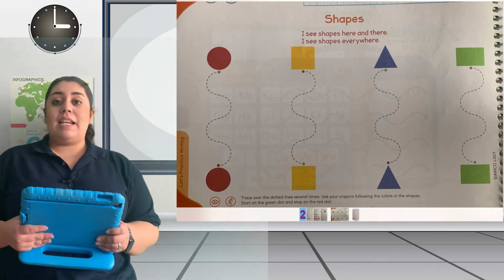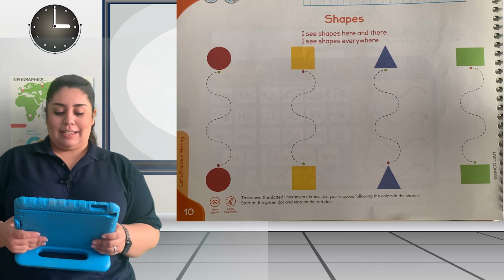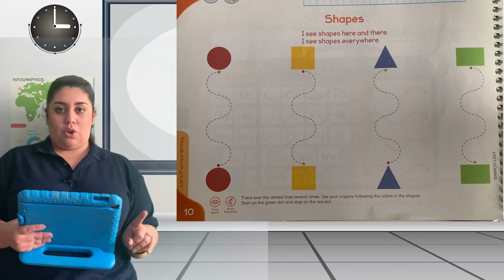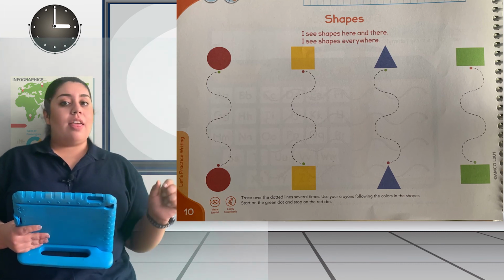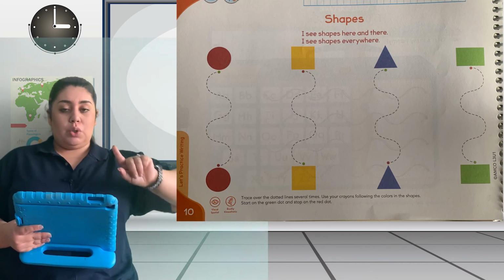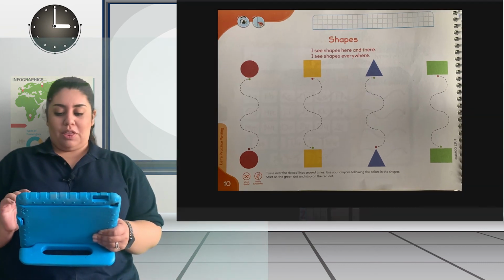After you finish with this activity, you are going to close your book and we are going to go to the Benny Beaver with Friends book on page number 10. In here also we have the shapes, the circle, the square, the triangle, and the rectangle, and we must do the lines. That activity, I am going to do it here with you.